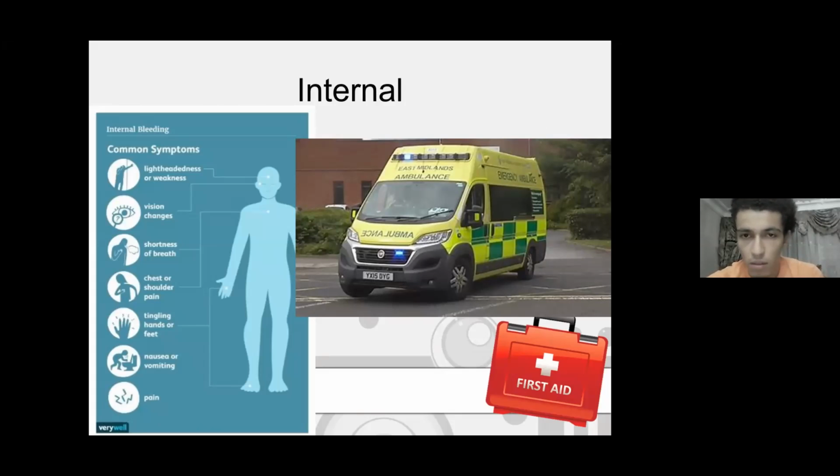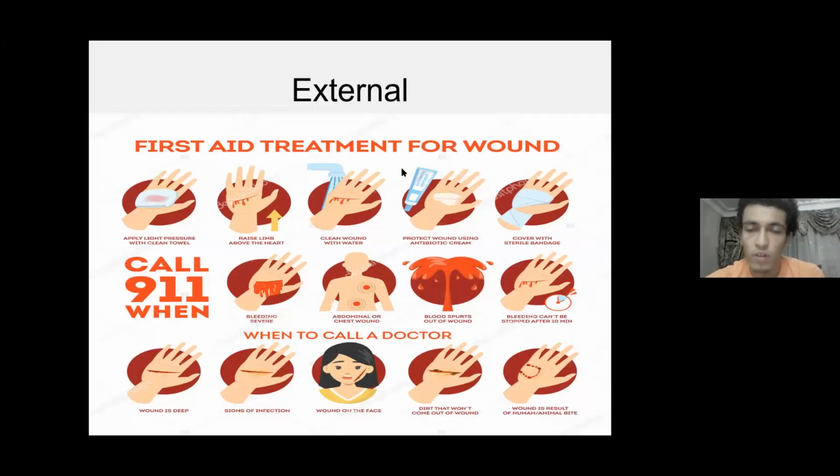Okay. As for external wounds, this is everything about wounds in one slide: when to call the ambulance, when to call a doctor, and the basics for any small cut. First, apply pressure just to stop the bleeding. Second, raise the limb above the heart. If I have the wound here, I raise my hand above, so gravity will push the blood down and I can't bleed more. It will reduce the bleeding.